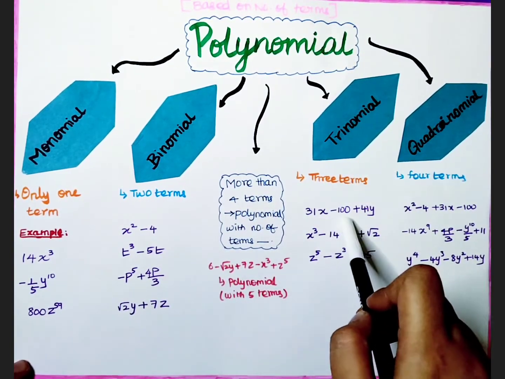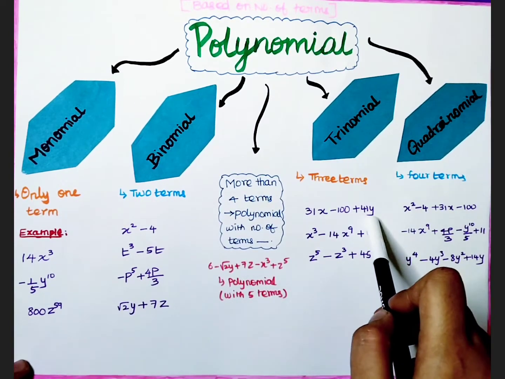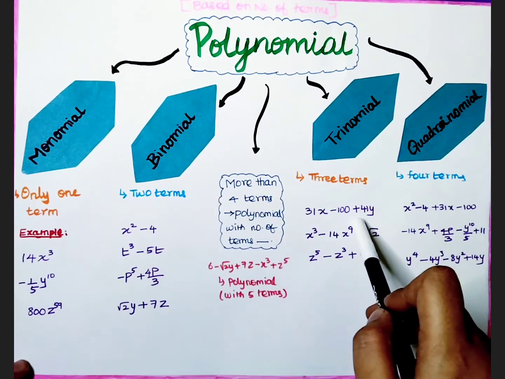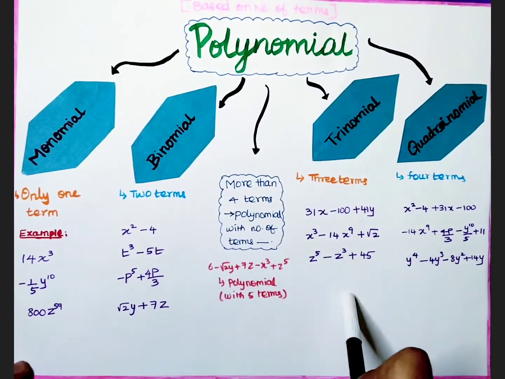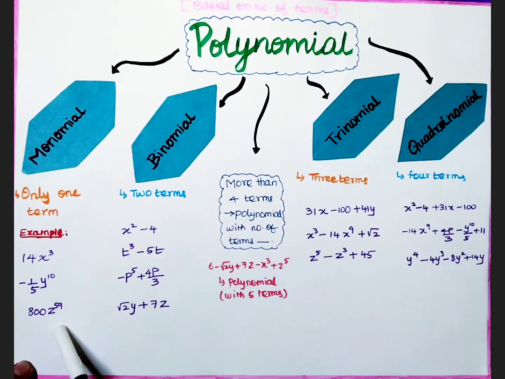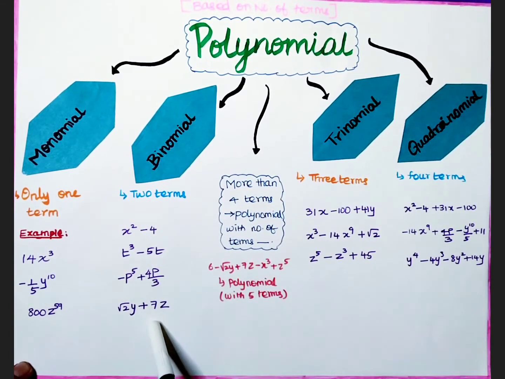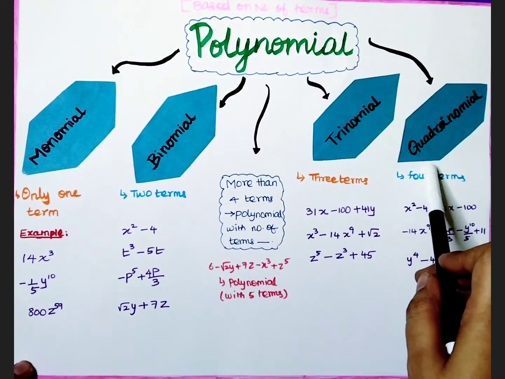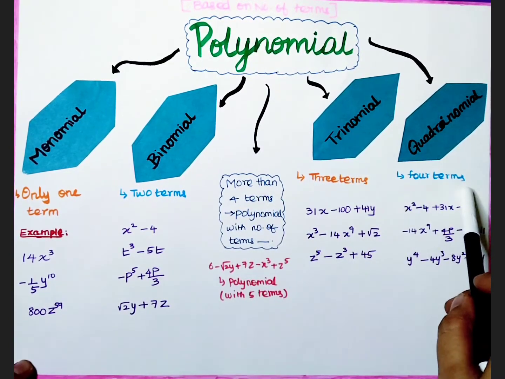31x is one term, 100 is one term, 41y is one term. So we have three terms combined with addition and subtraction. Okay, we have similar examples. Check that the variable has a whole number power. Okay, quadrinomial, that is the polynomial with 4 terms.